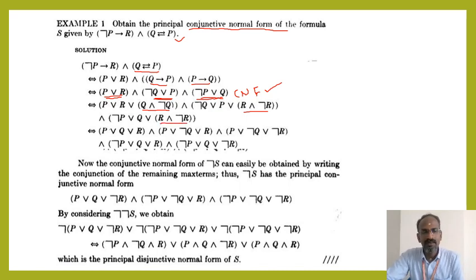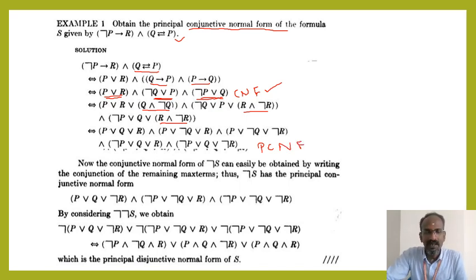So applying the distributive law for these three cases, the terms that are repeated we just omit. We keep one copy of each of these max terms. Then we consolidate all these things, and we get the principal conjunctive normal form, PCNF.